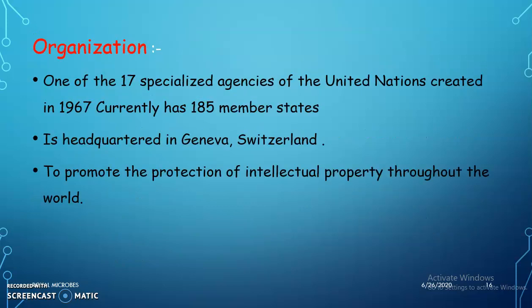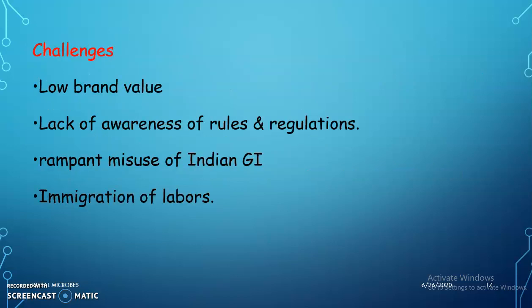Organization. One of the 17 specialized agencies of the United Nations, created in 1967. Currently, it has 185 member states and the headquarters is in Geneva, and it is mainly to promote the protection of intellectual property throughout the world.